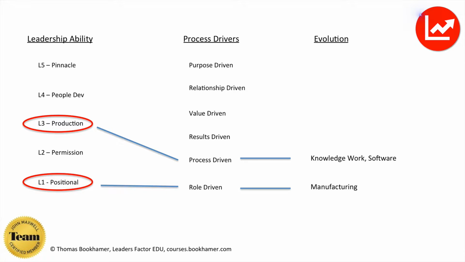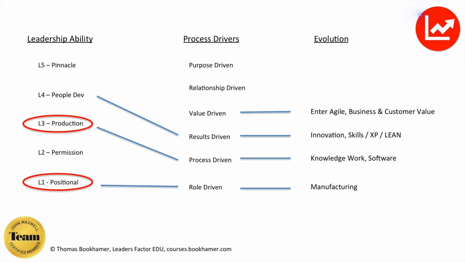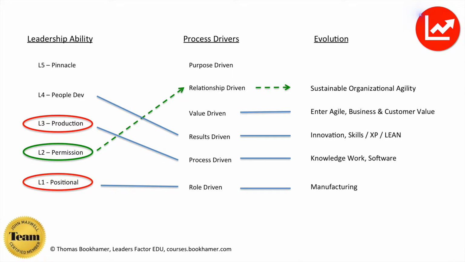So we became production-driven. Our process driver got us to knowledge work, enter software. Results-driven, now we have innovation. People are coming up with new ideas, and we're investing in them as people and building skills, cutting out waste. And then we became value-driven. That's where we are today, enter agile, and we're talking about adding value to the customer and adding value to the business. So I think we skipped permission.